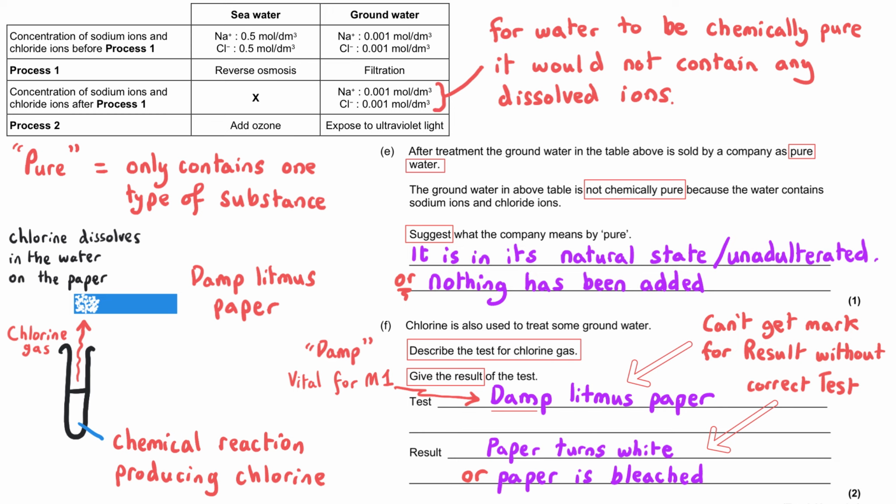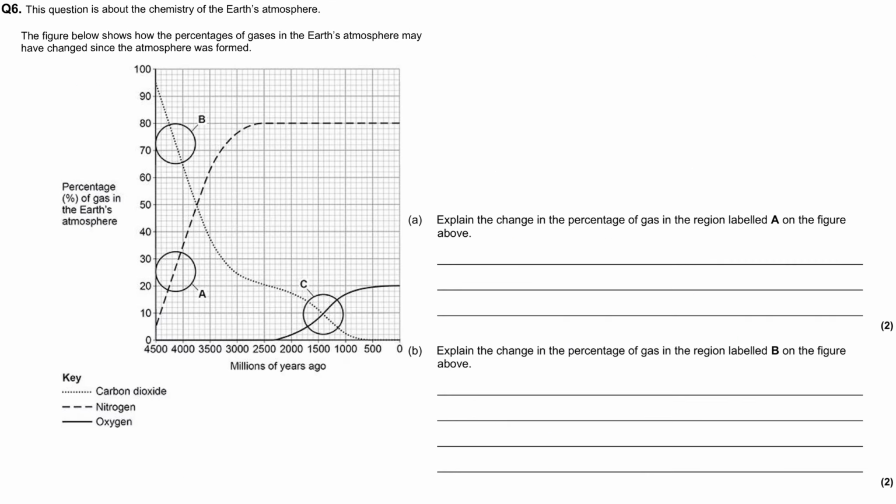damp litmus paper. This question is about the chemistry of the Earth's atmosphere. The figure below shows how the percentages of gases in the Earth's atmosphere have changed since the Earth's atmosphere was formed. And you can see that we've got a graph here. On the x-axis, we've got millions of years ago, and it goes 4.5 billion years ago, in fact, at the origin. And then we've got the percentage of gases in the atmosphere at that time.